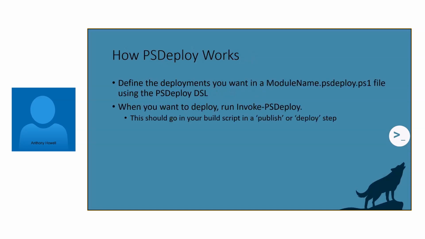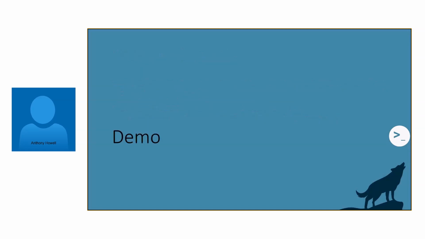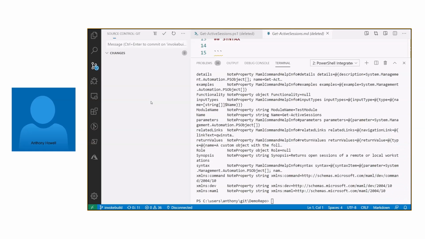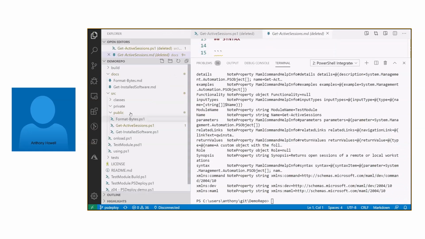So the way this works is you define a psdeploy.ps1 file, very similar to your build file, but in this case we're going to be using the PSDeploy domain-specific language. And then when you want to deploy, you have an Invoke-PSDeploy step inside of your build script. So you have a task that does publish or deploy or something along those lines. And then the dependencies, of course, will be the module build, the tests, that sort of thing. And then it will deploy for you. So let's take a look. This one was a quick one. Okay. Let me switch over to my PSDeploy branch.